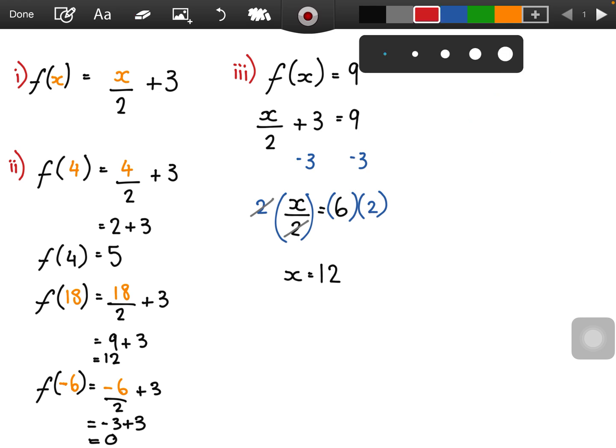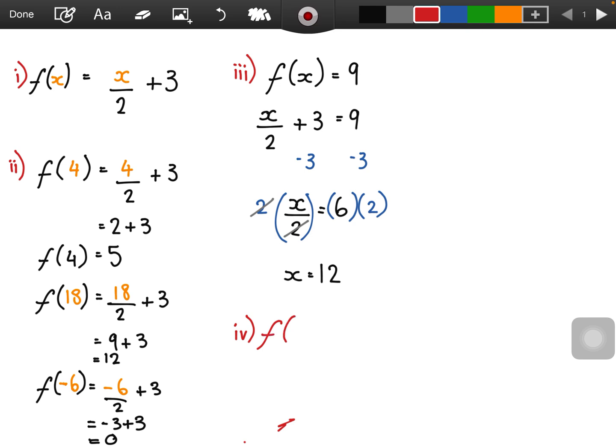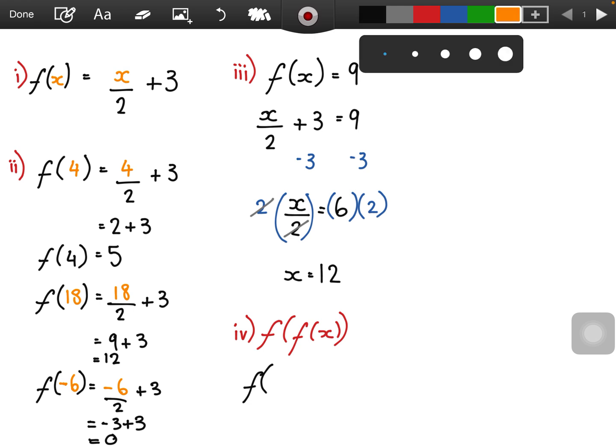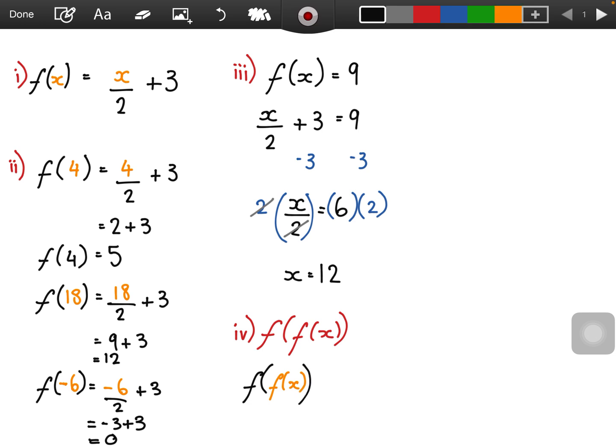Now we want to know next, what is f of f of x equal to? So what does that mean? Where I have my function, my input was x. Now my input is f of x. So I had a function f, and now it is f of f of x. So where I had x before, I am now going to put in my function.